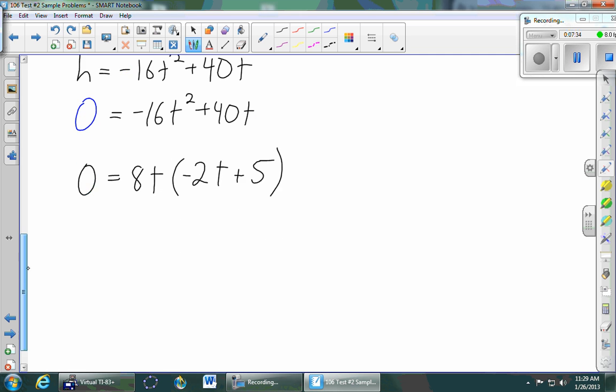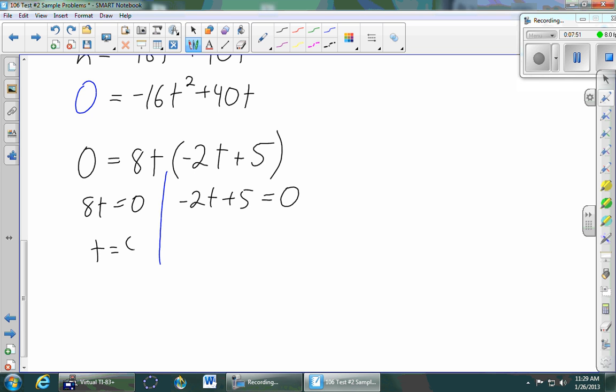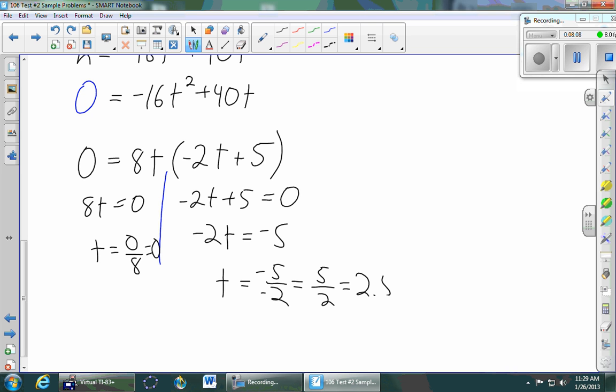Okay, so now because it was a 0, we can split this thing up using our zero product property. So either 8t is 0 or negative 2t plus 5 is 0. If we divide both sides of the first equation by 8, we get t is equal to 0 divided by 8, but that's just 0. And on the other equation, subtract 5, divide by negative 2. Those negatives cancel, so it's really just positive 5 over 2. As a decimal, that's 2.5 seconds.